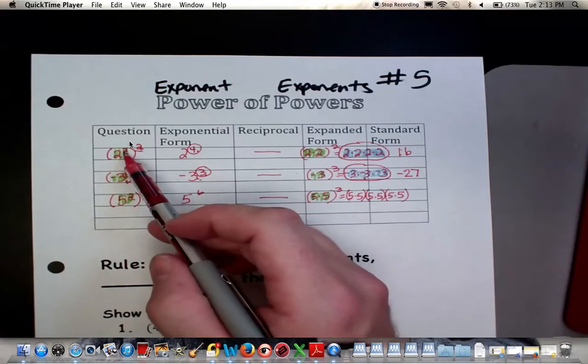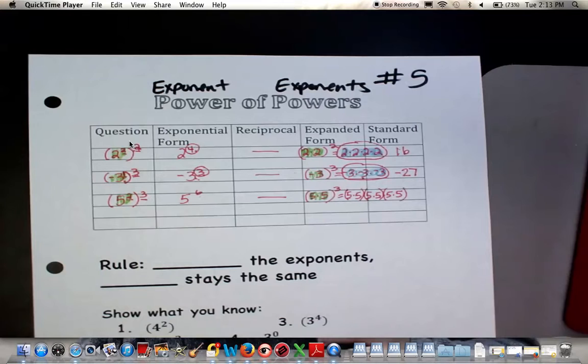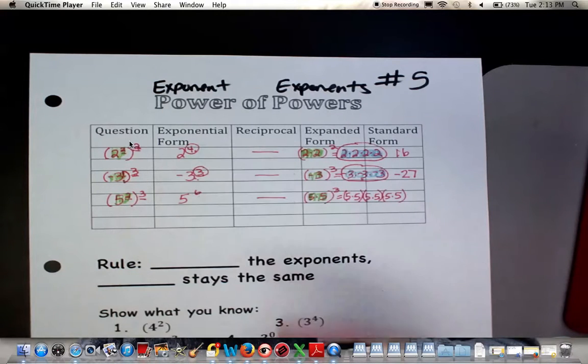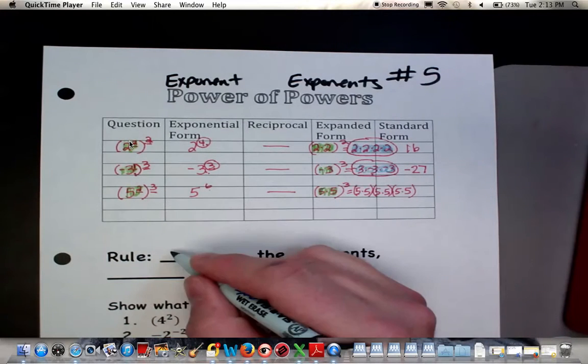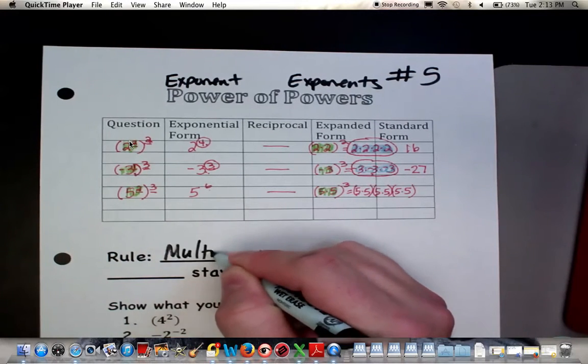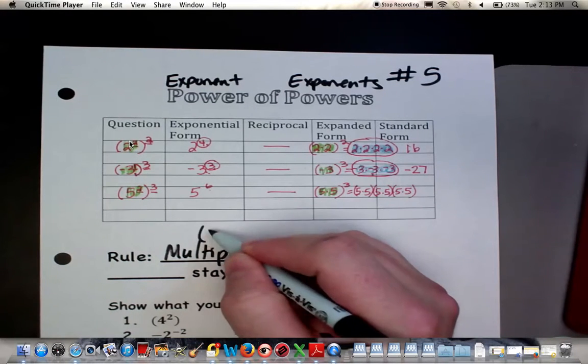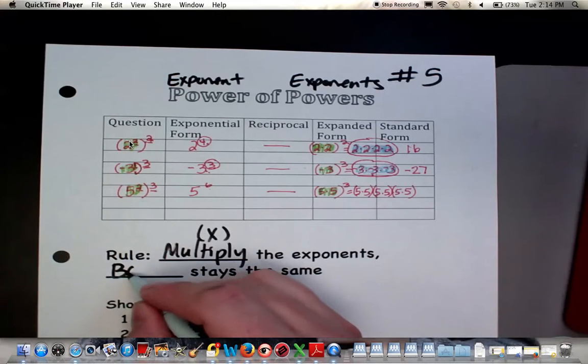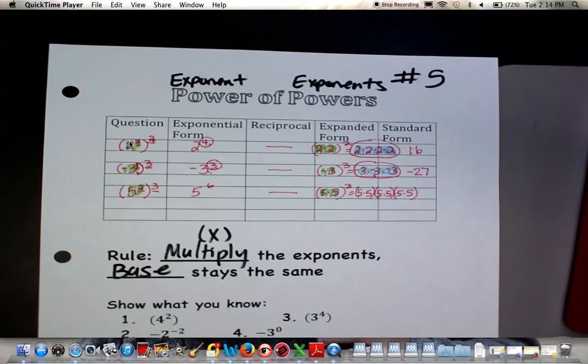What if I multiply 2 times 2? Does that give me 4? It does. 2 times 2 gives me 4. So it works. So my rule here is that when I multiply the exponents, the base will stay the same. So I'm going to multiply the exponents, and the base will stay the same.